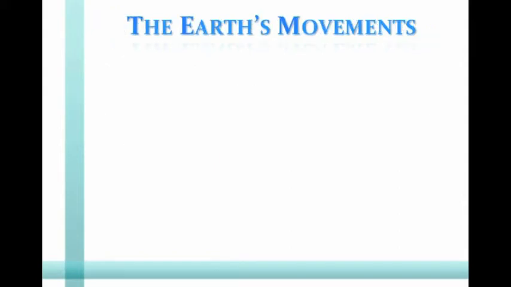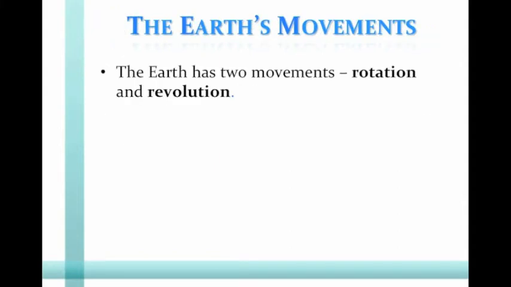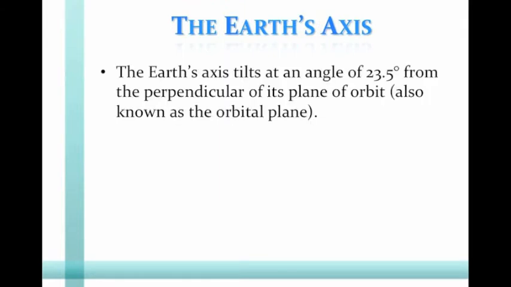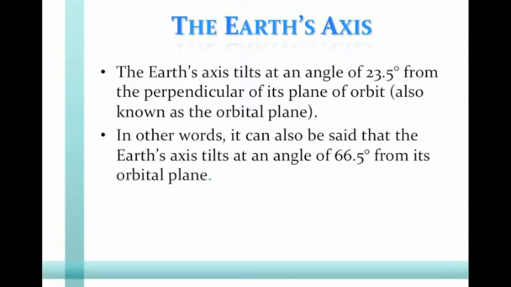The Earth's movements. The Earth has two movements, rotation and revolution. But before we learn about these movements, we must first learn about the Earth's axis. The Earth's axis tilts at the angle of 23.5 degrees from the perpendicular of its plane of orbit, which is also known as the orbital plane. In other words, the tilt of the Earth's axis can also be expressed as 66.5 degrees from its orbital plane.